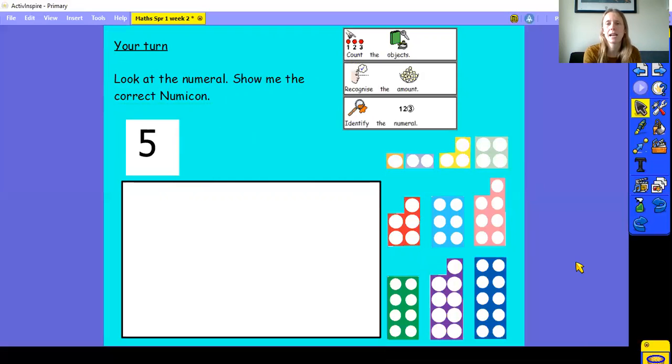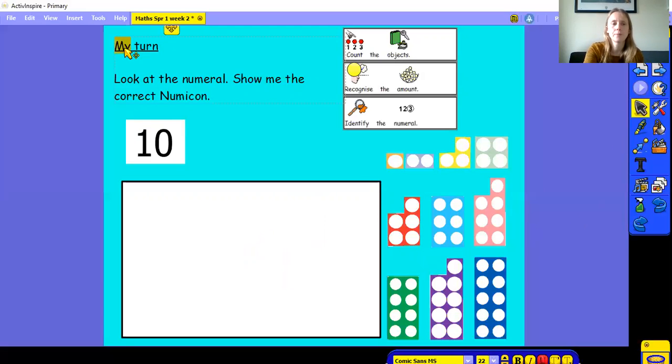Let's have a go together now. Here is the numeral 5. Well done if you got it right. How did you identify the Numicon piece 5? Maybe you remembered that it's red. You'd be right. Or maybe you thought it has 2 holes on one side and 3 holes on the other side. You'd also be right. Here it is, 2 holes on this side and 3 holes on the other side.